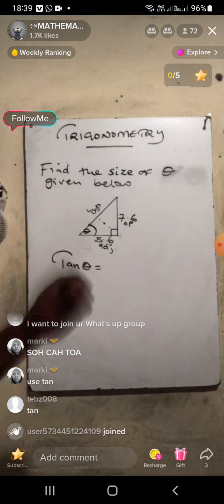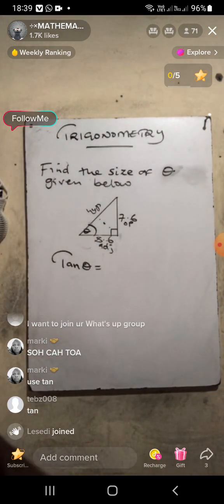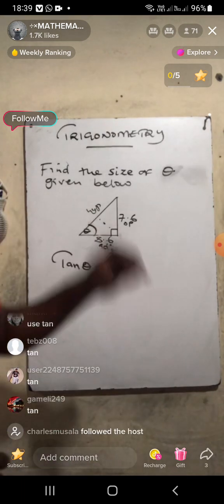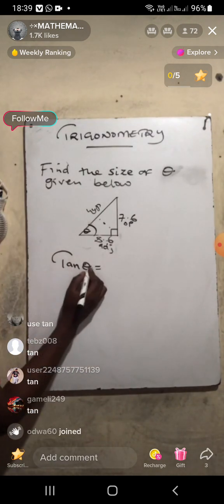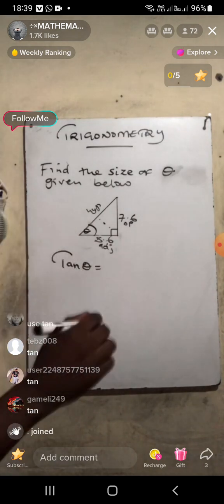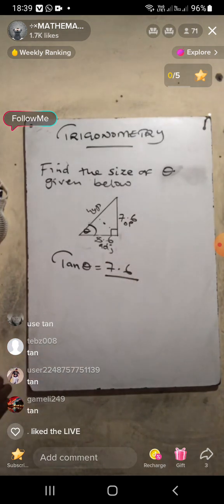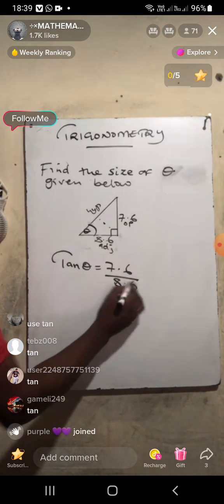If hypotenuse is not given, just jump in and use tan. Just like Mark has said, use tan. And Tabs is saying, use tan. Yes, jump in and use tan. So, we have tan theta is equal to opposite over adjacent. Our opposite is 7.6 over our adjacent, which is 8.6.